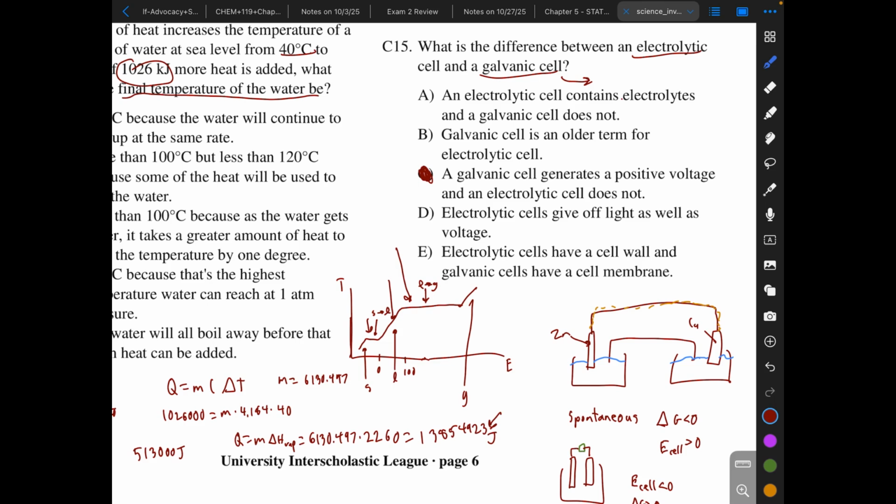Let's look at everything else. Both solutions contain electrolytes. That is not the main driving force between the two. B is incorrect. Galvanic and electrolytic cells are two different things. C is incorrect. D is incorrect because electrolytic cells cannot give off light. And E is incorrect because, well, first of all, this is the chemistry section. We've finished biology, so you should really not be seeing those things again. Also, these are not cells as in cells in organisms. So E is incorrect. The answer to number 15 would be C.